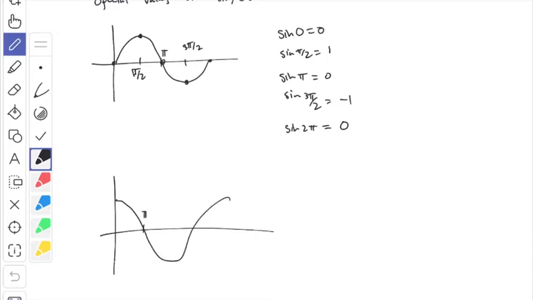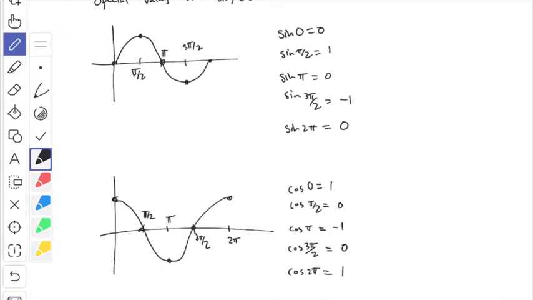All right, and then similarly for cosine, the graph of cosine looks like this, where this is pi over 2, this is pi, this is 3 pi over 2, and then this is 2 pi over here. And so those values are similar: zeros and plus ones and minus ones. So the cosine of 0 is 1, the cosine of pi over 2 is 0, the cosine of pi is minus 1, the cosine of 3 pi over 2 is 0, and the cosine of 2 pi is 1 again. So these are values for cosine that you can tell by looking at the graphs.